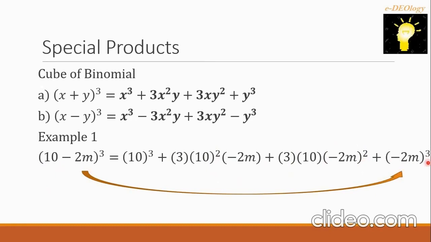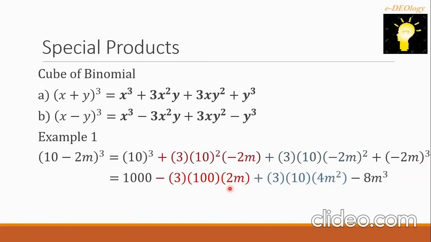So let us now simplify the terms. The 10 cubed becomes 1000. For the 10 squared, I will simplify this first, it becomes 100. The negative 2m in the third term is raised to 2, so I simplify this into 4m squared. Of course, the negative sign goes away, so it becomes positive. And the last term, the negative 2m raised to 3, becomes negative 8m cubed.